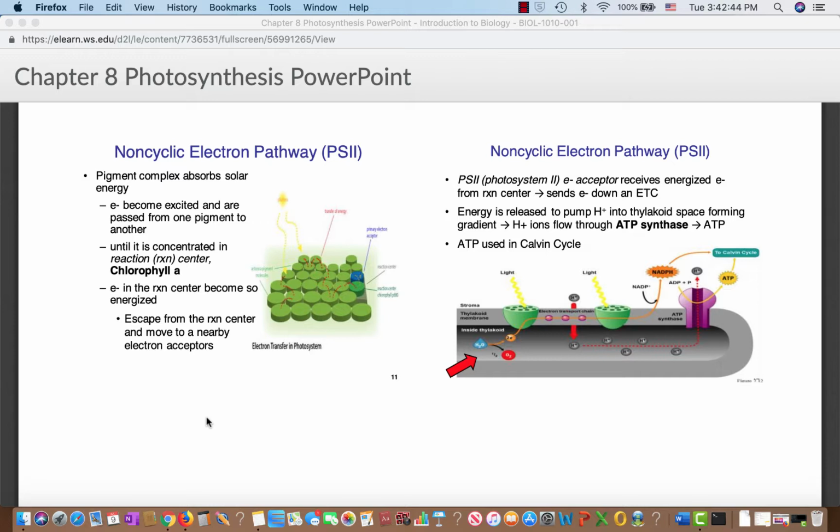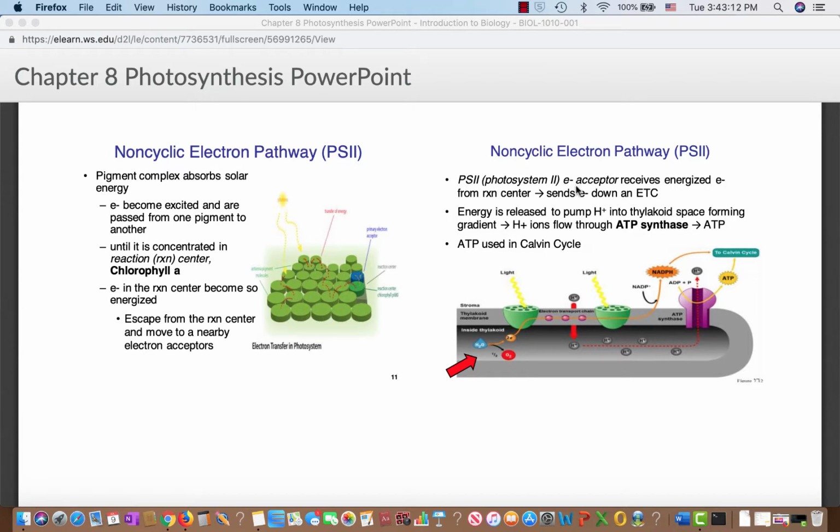And what they end up doing is they excite the electrons in the reaction center, and then those get excited enough to escape the reaction center and move to electron receptors, so now you can start actually moving the electrons from the antenna where you've been collecting solar energy, essentially.